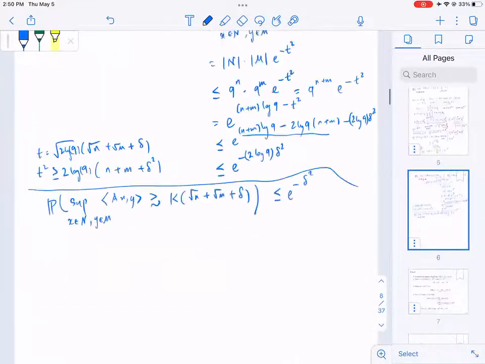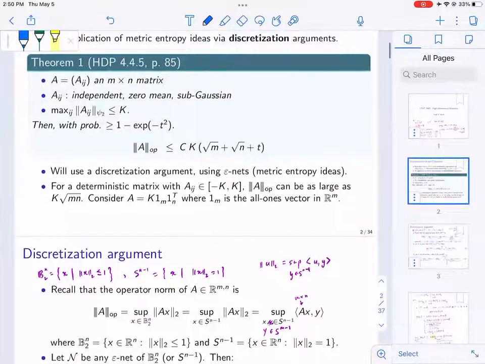Yeah, so you get a better constant basically here. So you can get a, sorry?